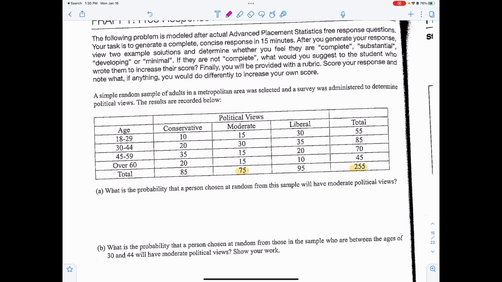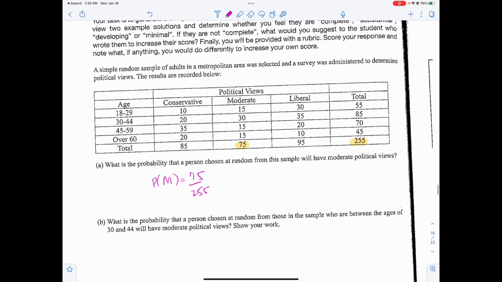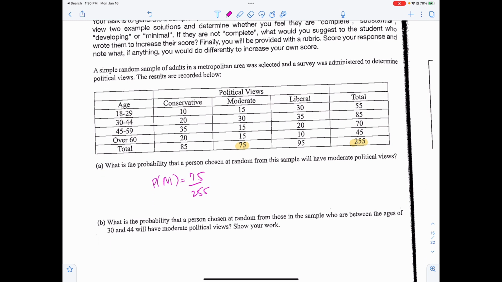That's it. So this would just be probability of moderate is going to be 75 out of 255, and that's your answer. You can leave it like that. You don't have to change it to a decimal. If you want to change it to a decimal, you're welcome to. What is the probability that a person chosen at random from those samples who are between the ages of 30 and 44 will have a moderate political view?